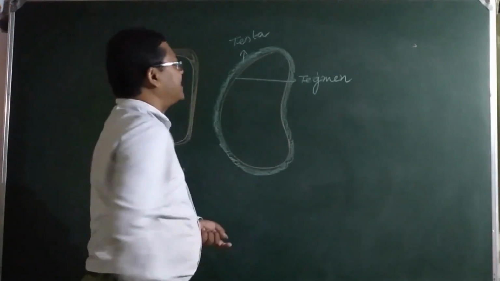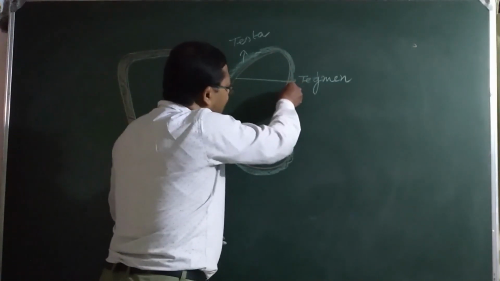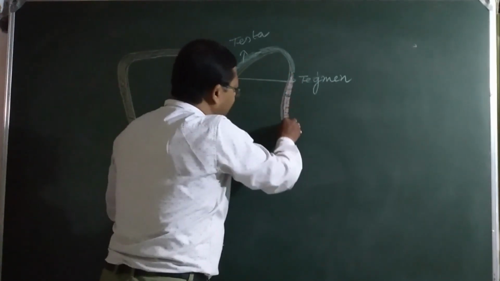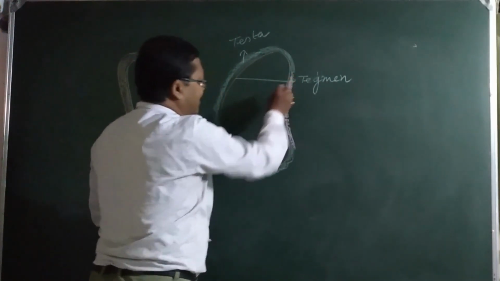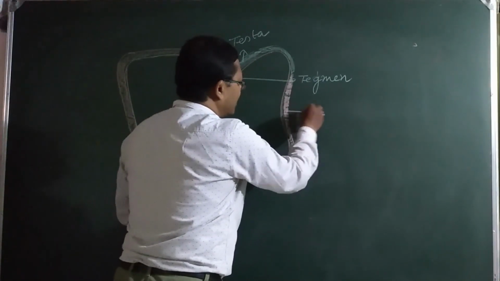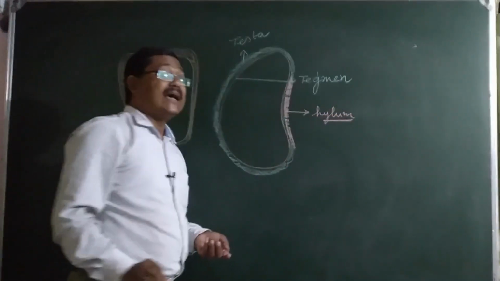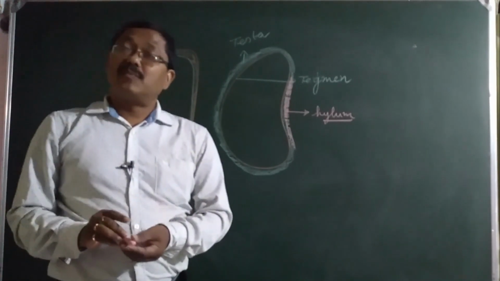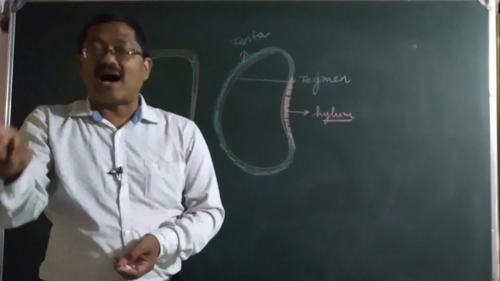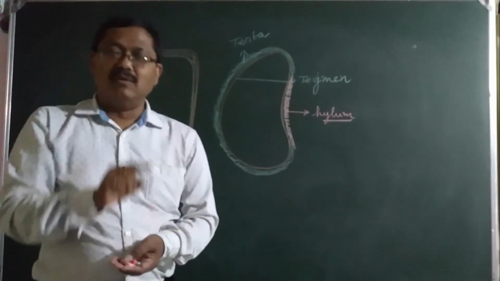On the testa and tegmen, an elongated structure, a triangular remnant white scar, is present. This scar is called the hilum. What is the hilum? The hilum is a scar by which a seed is attached within the ovary by the funicle.